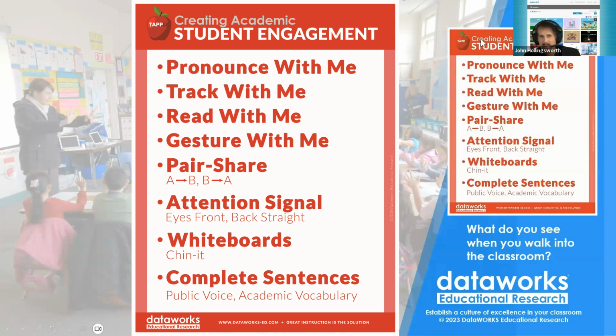So let's just pretend I've got this sentence here. Students, look up here. Now remember, when we do the pronunciation, the tracked reading, we always have them look at the words because we're supporting reading fluency at the same time, not just pure listening and speaking, but I want them to be able to read the words. Okay, so I'm going to read first. Your eyes should be following these words. Creating academic student engagement. Class, let's read. Go. Creating academic student engagement.